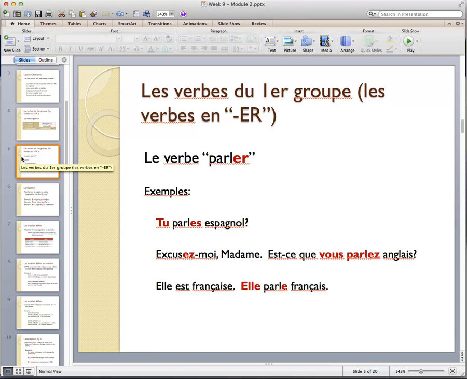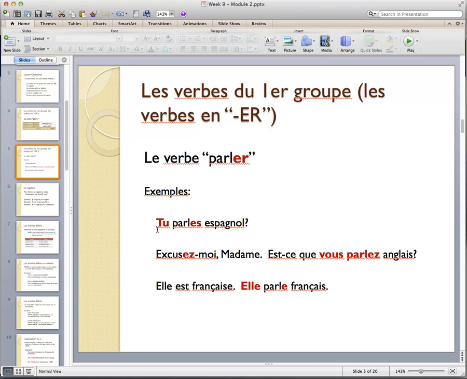When you're using the ER verbs in a sentence, you have to conjugate it with the subject. The subject is going to be je, tu, il, elle, nous, vous, or ils or elles plural. For example, tu parles espagnol? Do you speak Spanish? Excusez-moi, madame. Est-ce que vous parlez anglais? Excuse me, ma'am. Do you speak English? Or lastly, elle est française.